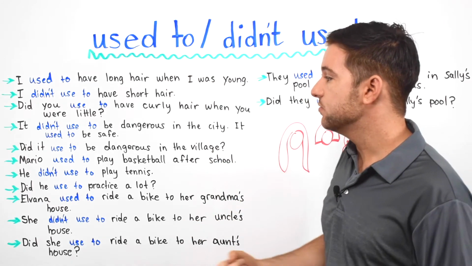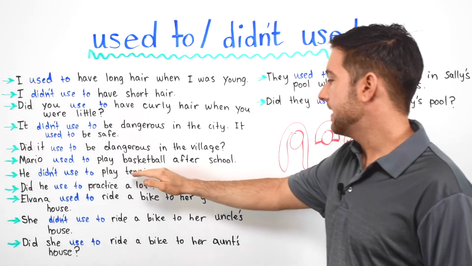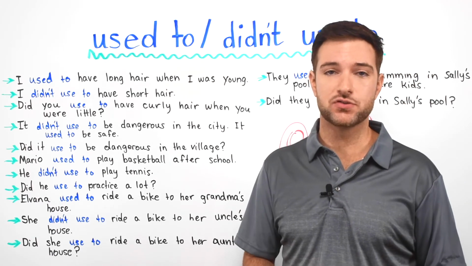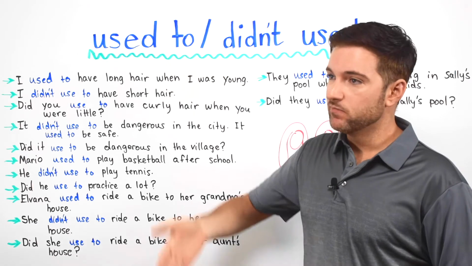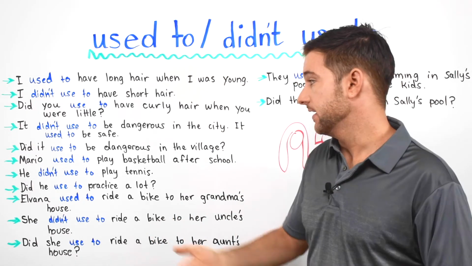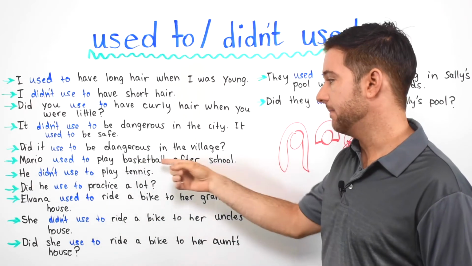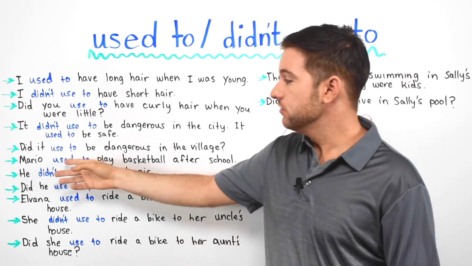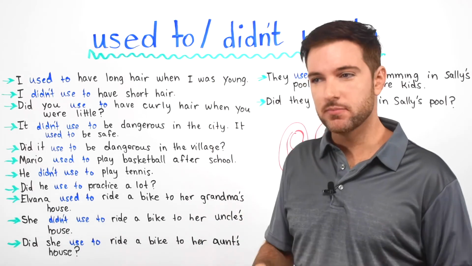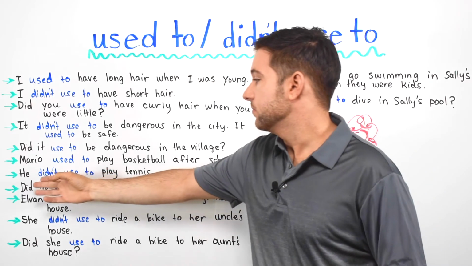Let's move on to Mario. It says, Mario used to play basketball after school. So, a few years ago, when Mario was in school, he used to play basketball. It was his thing that he did every day, consecutively, after school. He would play basketball. But used to kind of represents a time in the past. We're not talking about now. So maybe now he doesn't play basketball.